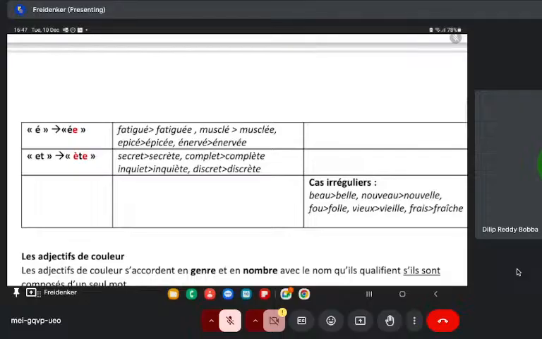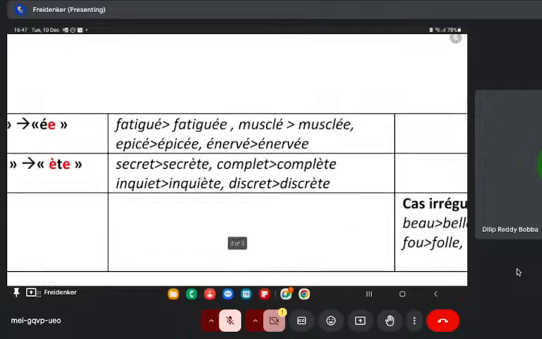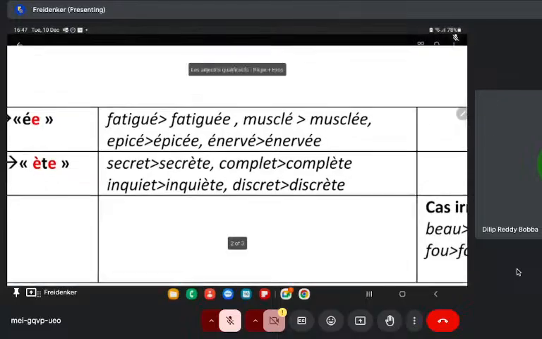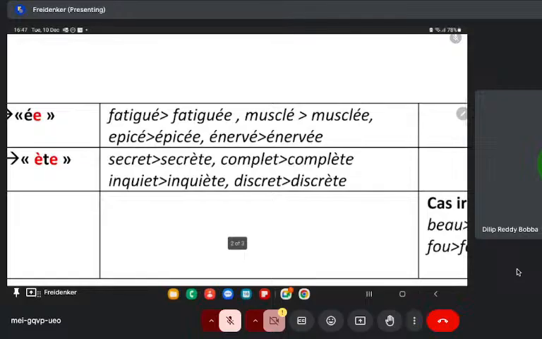Épicé. Okay, an accent is missing. There should be an accent on top of the first E. So what is épicé? Let me Google. I don't remember. Is it related to spice or something? Spicy. Okay, fine. It is related to spice. Épicé is spicy. Masculine version, feminine version. Énervé is to be like annoyed. Masculine, feminine.